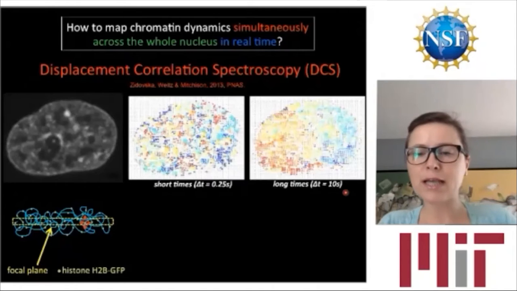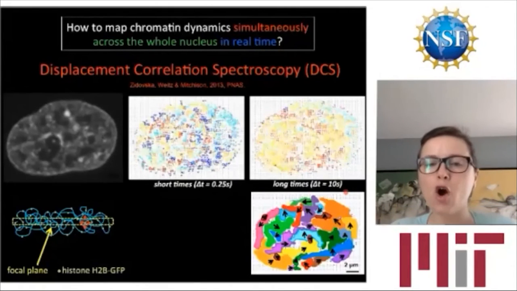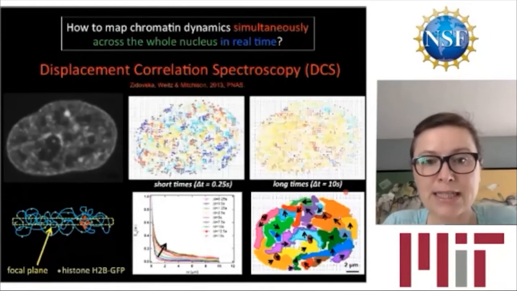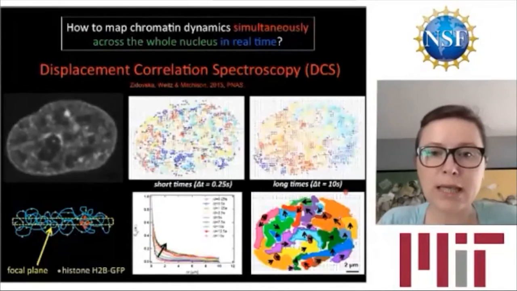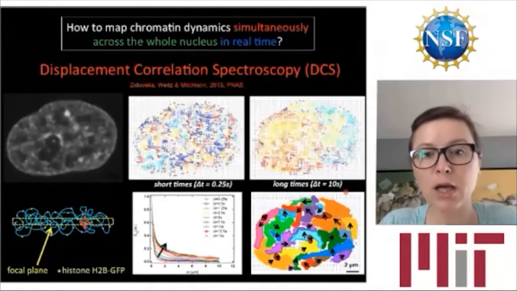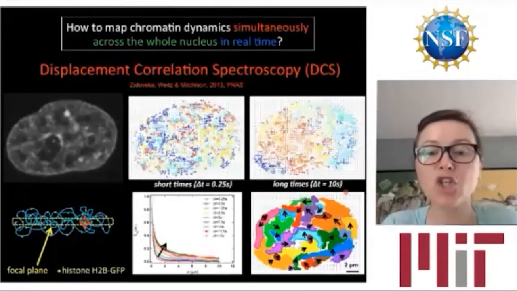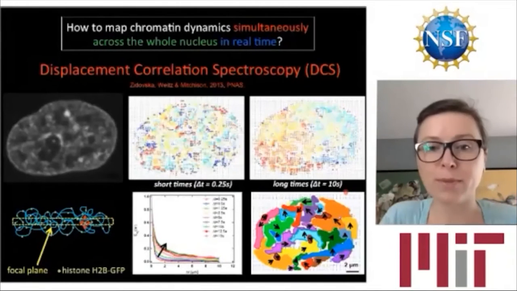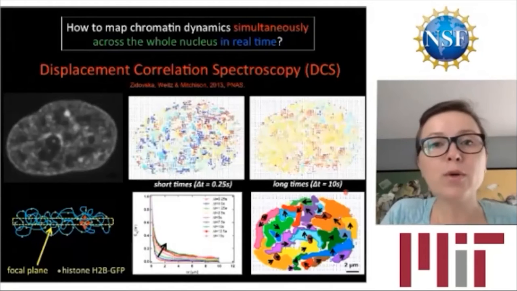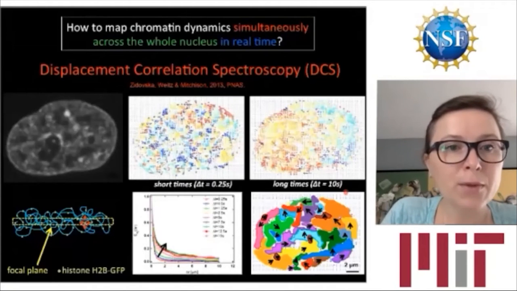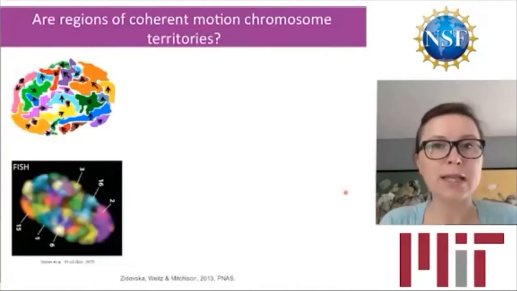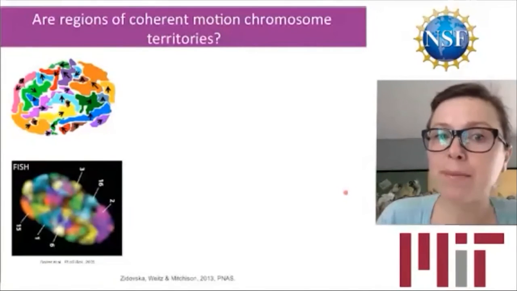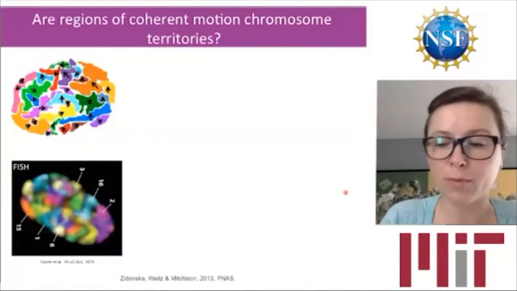As a guide to the eye, this is a cartoon of these domains. We can extract the size of these domains using a spatial correlation function and measure the size of these domains exactly. We find that they're about 3 micrometers in size. When you look at this picture, it reminds you right away of the picture of territories shown two slides ago. And the question is, are we actually looking maybe at the motion directly of the chromosome territories?